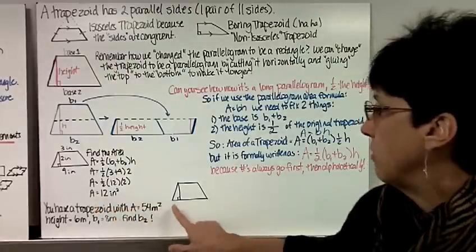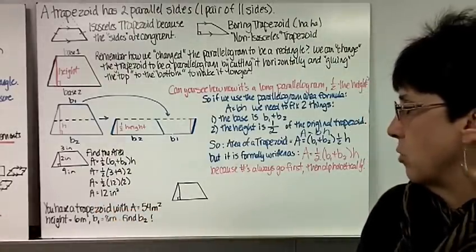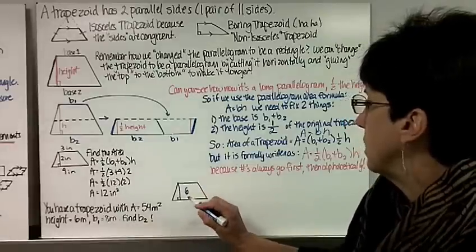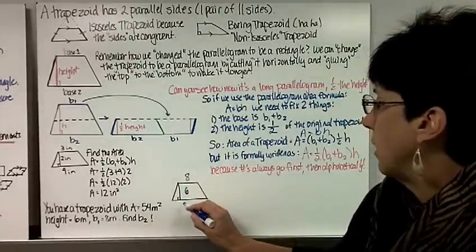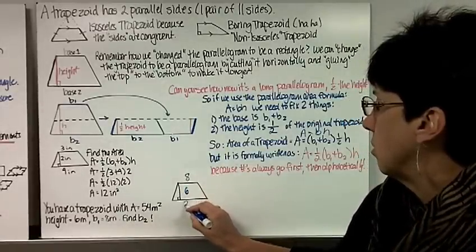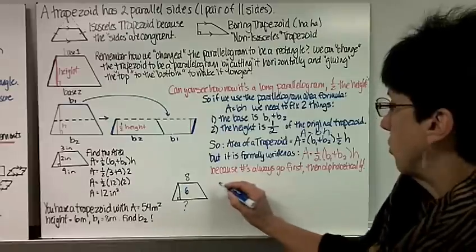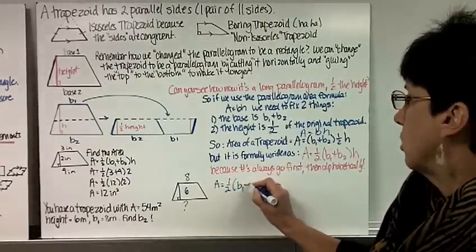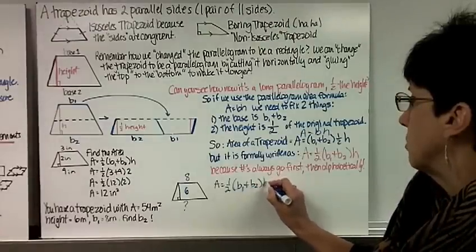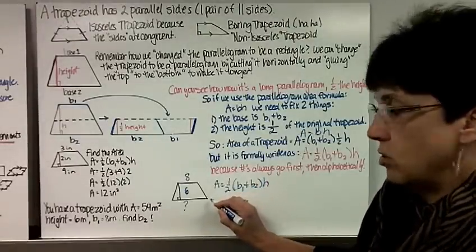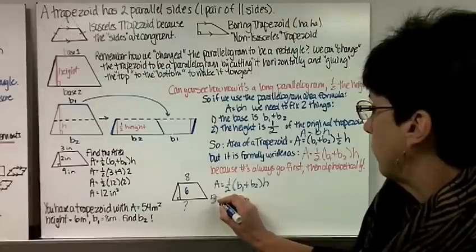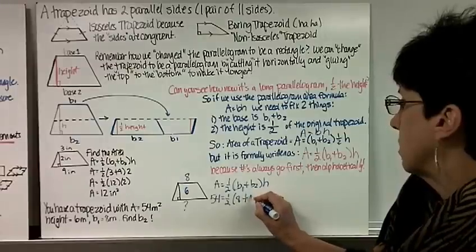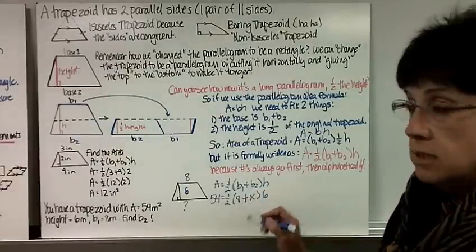All right, here I have a trapezoid with an area of 54 meters squared. The height is 6. Base 1 is 8. Find base 2. Okay, so let's write down the formula. Area equals 1/2 the quantity base 1 plus base 2 times the height. And I told you the area is 54. So 54 equals 1/2 8 plus, I'll put in an x, times 6.